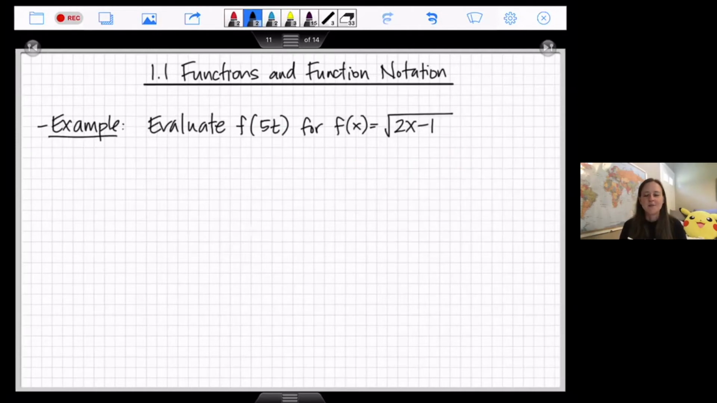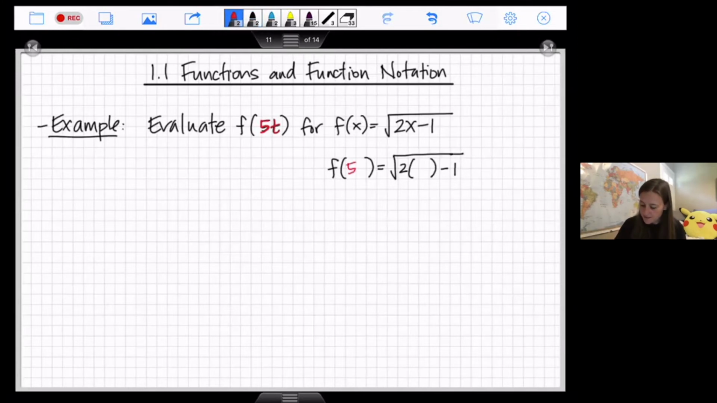Evaluate f of 5t for f of x equals square root of 2x minus 1. Again, we have replaced the x, this time with a 5t. What is t? Why is it being multiplied by 5? And what is it doing in my function? I don't know. At this point, we're just getting used to this function notation, so we're just going to go with it. We're going to do the same thing, though. We're going to come over to the function, pull out all the x's, replace them with little windows, and then plug in whatever they ask us to put in there.